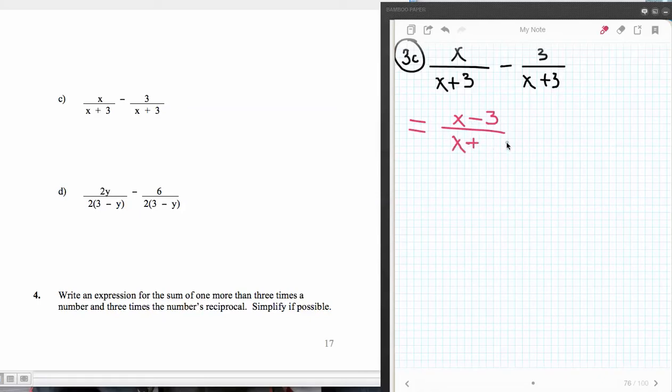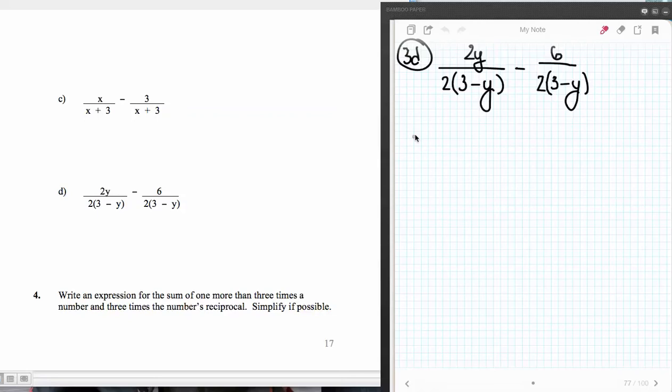And that is about all we're going to be able to do in this problem, because that is a binomial over a binomial, and the binomials aren't the same, so we can't cancel. Remember that you cannot cancel the x's with the x's and the 3's with the 3's and end up with any kind of crazy answer based upon that.